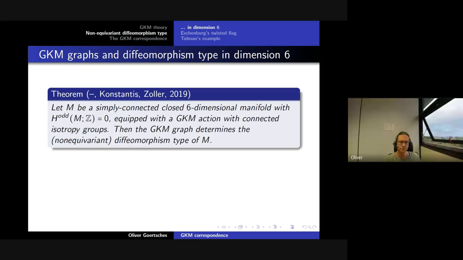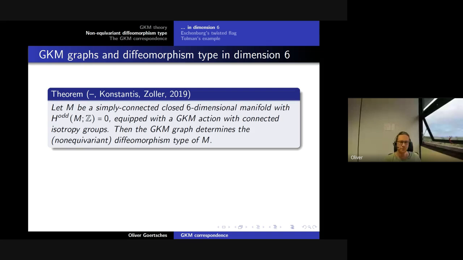Okay, and here we observed this: if I have a simply connected closed 6-dimensional manifold with this topological assumption here, which is equipped with a GKM action and with connected isotropy groups, then I claim that this combinatorial object, this graph, determines the diffeomorphism type of M.